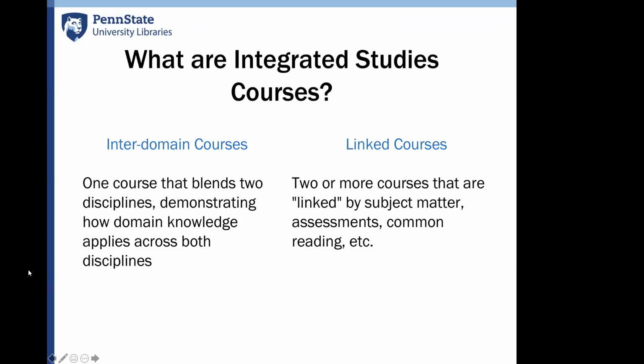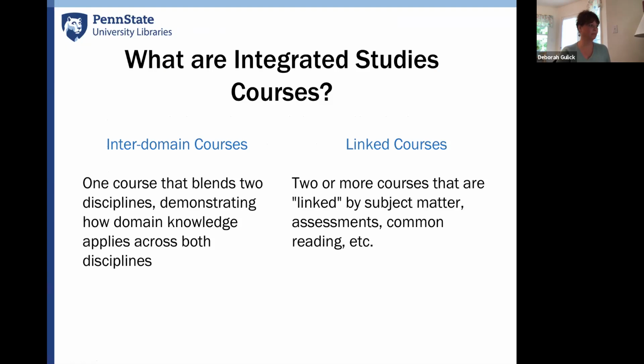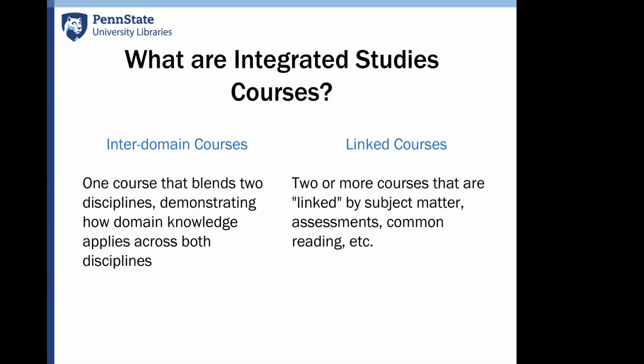So to hit that first objective, what are integrated studies courses at Penn State? We have a couple of links at the end of the presentation that will give you the formalized definitions of these courses. But from the learning design perspective, what you need to know is that there are two categories these courses can fall into: interdomain courses and linked courses. Interdomain courses are typically one course that blends two disciplines together. The idea is that the instructor is demonstrating how domain-specific knowledge can apply across both of those disciplines. On our next slide, I'll share some examples of what courses fall into which categories.